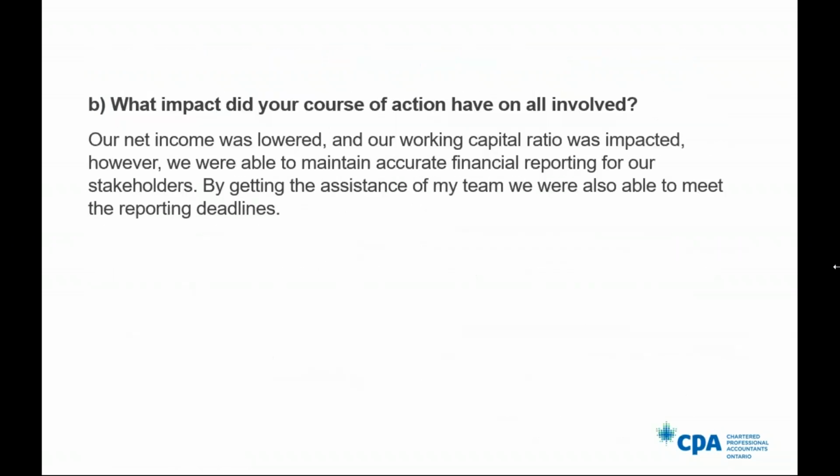So part B asks, what impact did your course of action have on all involved? So although our net income was lowered and our working capital ratio was impacted, we were able to maintain accurate financial reporting for our stakeholders. By getting the assistance of my team, we're also able to meet the reporting deadlines. So great to identify and continue off of part A, in which they identified the stakeholders and the impact that correction had.